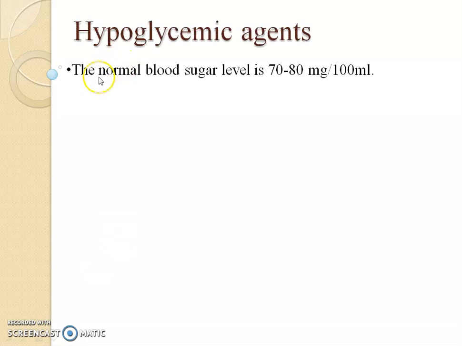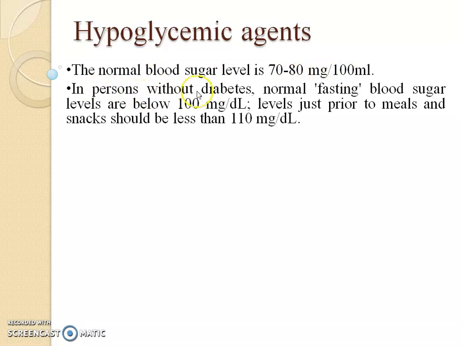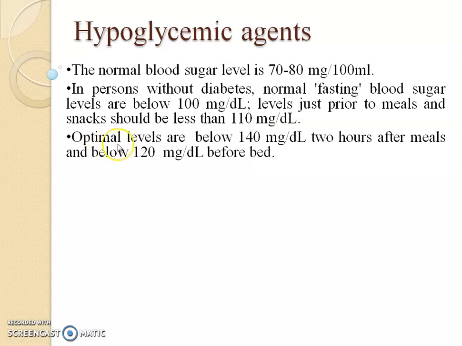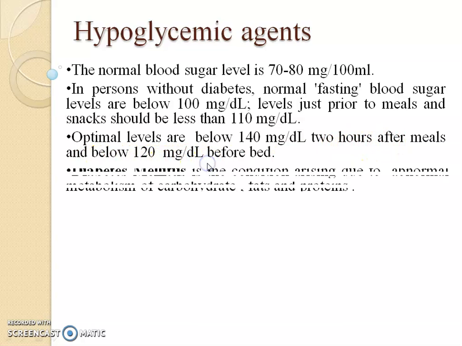Hypoglycemic agents. The normal sugar level is 70 to 80 mg per 100 ml. In a person without diabetes, normal fasting blood sugar levels are below 100 mg per dl. Levels just prior to meals and snacks should be less than 110 mg per dl. Optimal levels are below 140 mg per dl 2 hours after a meal and below 120 mg per dl before bed.